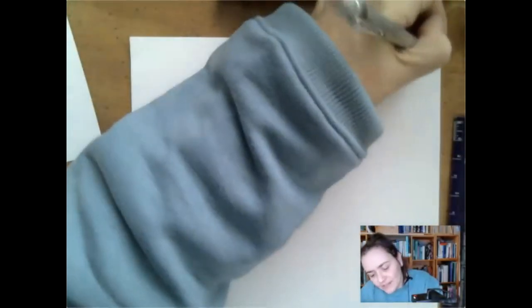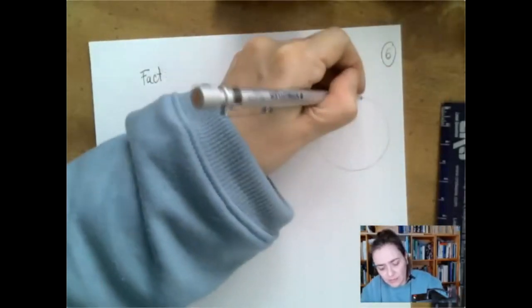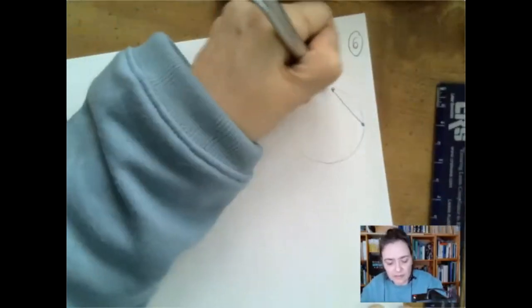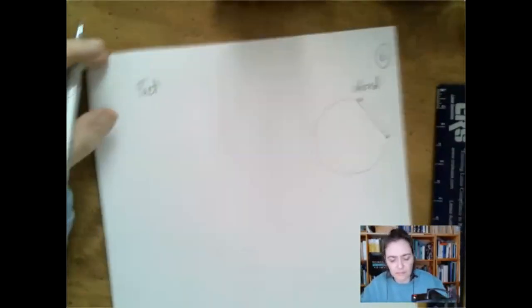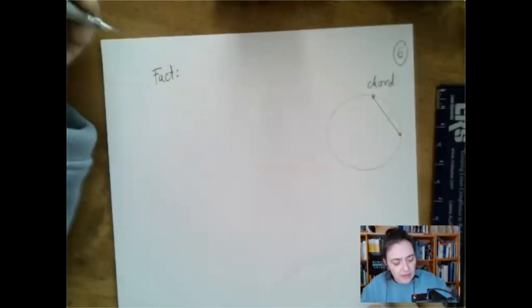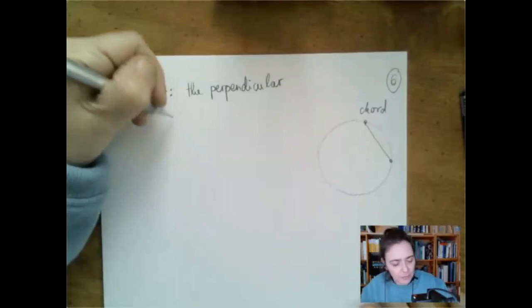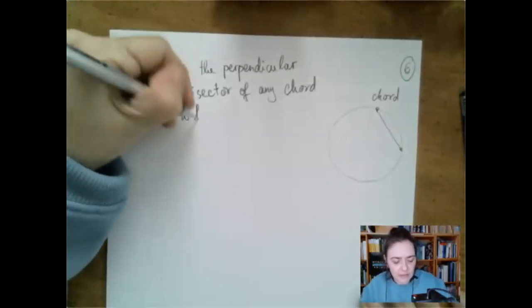One of the first problems that engineers are given is you're given a circle and find the center. And so here is a fun fact. If you have 2 points on a circle, the straight line segment connecting them is called a chord, like the chord of a guitar. And a fact is that the perpendicular bisector of any chord will contain the center of the circle.